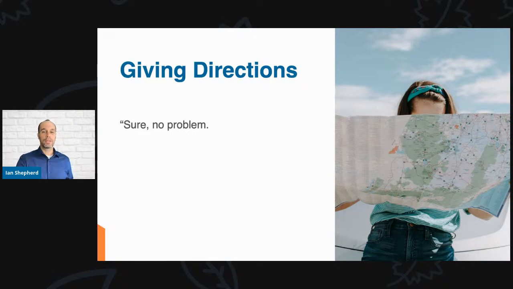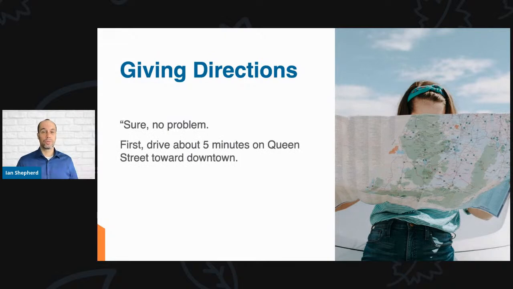So when we're giving directions, we might say something like, "Sure, no problem. I can help you. I know where that is." Then we give the first step, right? So first, drive about 5 minutes on Queen Street toward downtown. So this is the first step. We divide our answers into steps. First, drive about 5 minutes on Queen Street toward downtown so they know which direction to go.